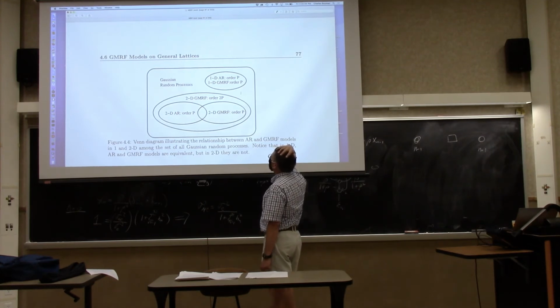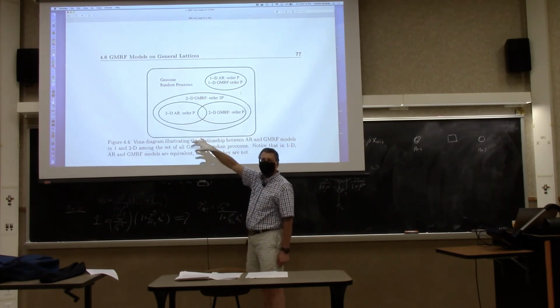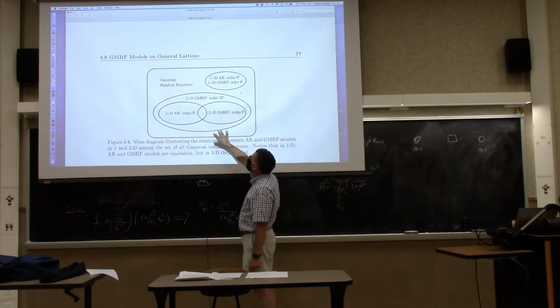Maybe you could sort of argue 2Ds were a subset of 1D, but I guess it's too late now. I'm not going to redraw this figure. In any case, that would be kind of confusing. I'm not even going to think about it. It makes my head hurt. Okay, so then you have the 2D Markov random fields, okay?